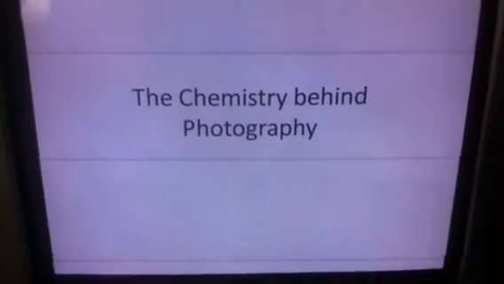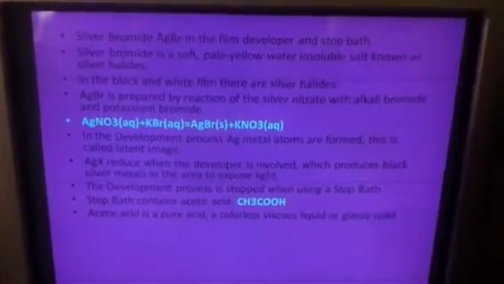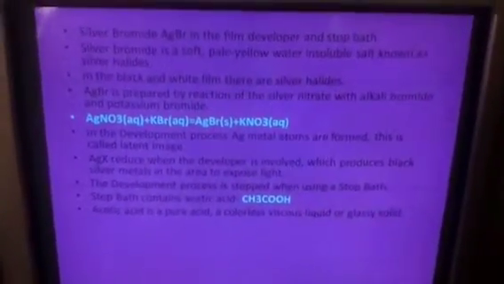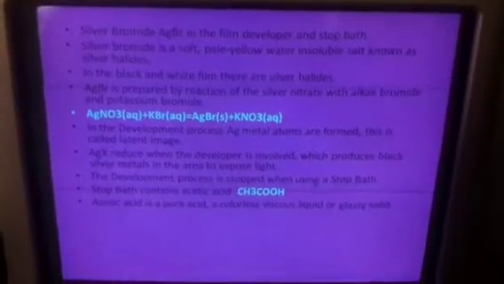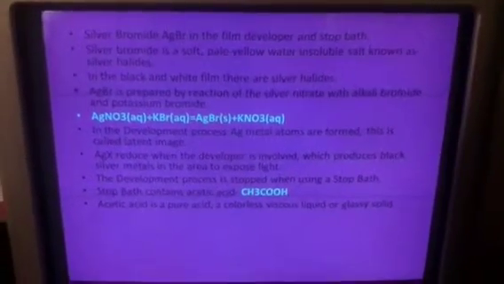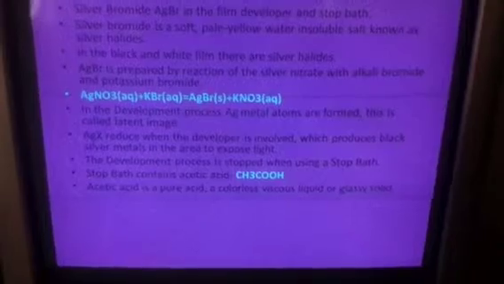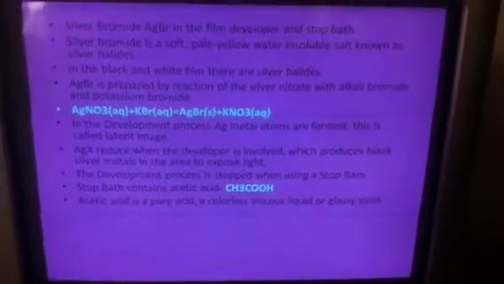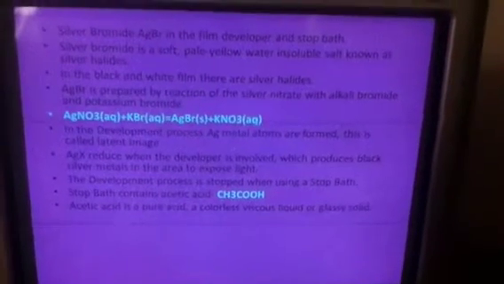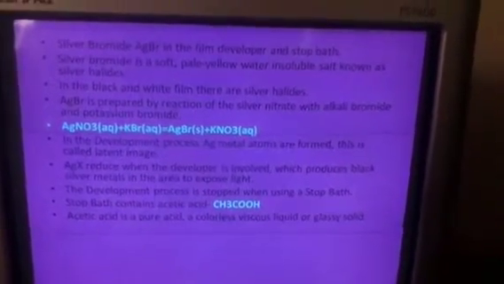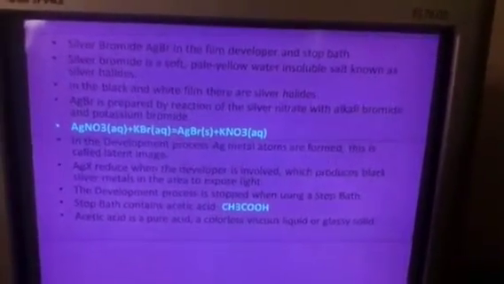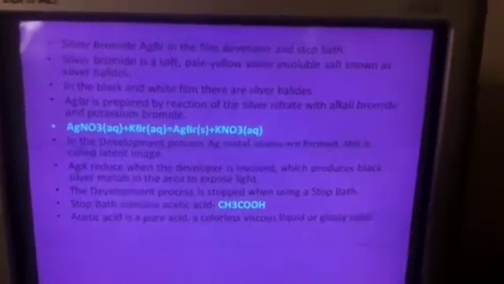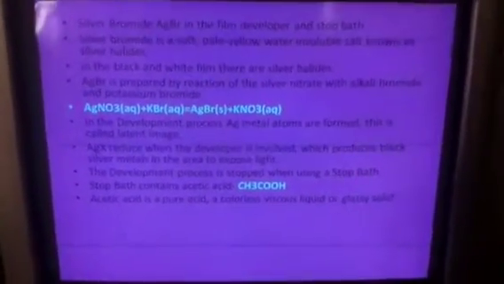Okay, the chemistry behind photography. Silver bromine is in the film developer and the stop bath. Silver bromine is a soft, pale yellow, water-insoluble salt known as silver hydroxides. In the black and white film, there are silver hydroxides. Silver bromine is prepared by reaction of the silver nitride with alkali bromide and potassium bromide. And there's the chemical equation when it reacts with each other.